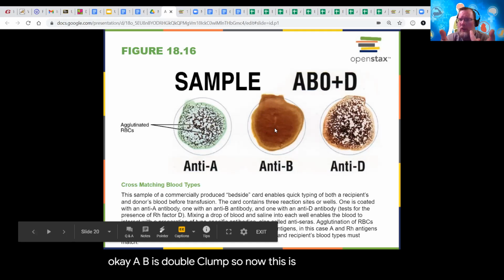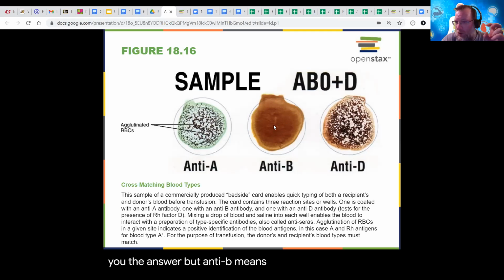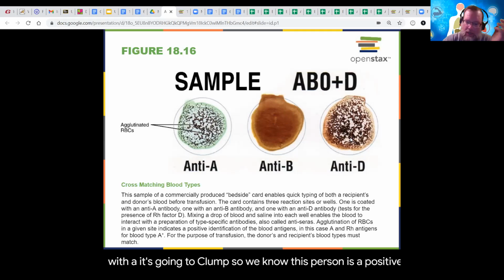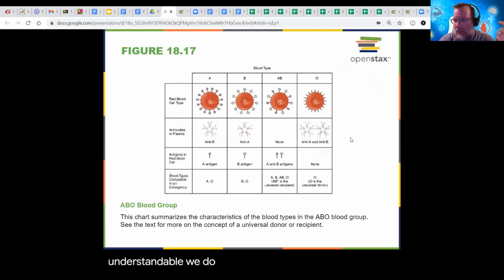So now this is where it gets tricky. So what are these? Well, if you read down here, it tells you the answer. Anti-B means pro-A. No clumping, so this is A blood. Anti-A means pro-B. So pro-B clumped. If I put B with A, it's going to clump. So we know this person is A positive. And again, if this is confusing, it's understandable. We do this together as a group in class, and you'll do it as a group in some of your nursing classes. So anyhow, that's pretty much all I have for today.